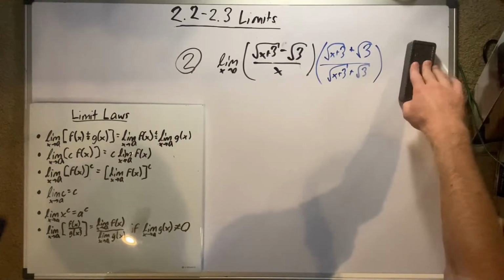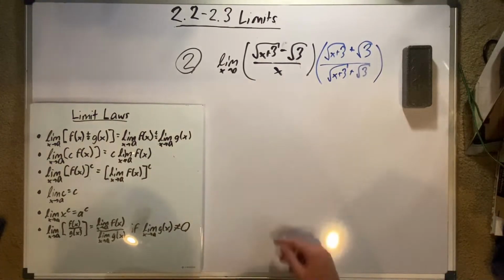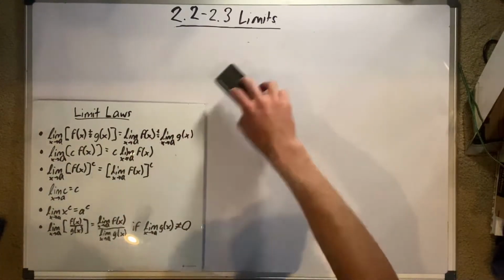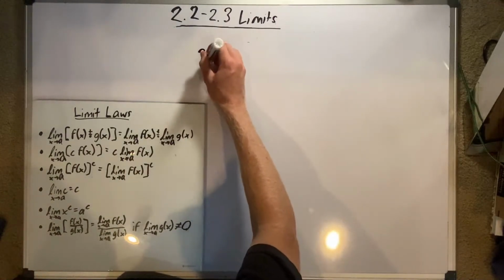And again, just know that you can test it by plugging in numbers very close to 0 and seeing if they become very close to what you calculated for your limit. Okay, now let's do number 3. We have 6 problems total.